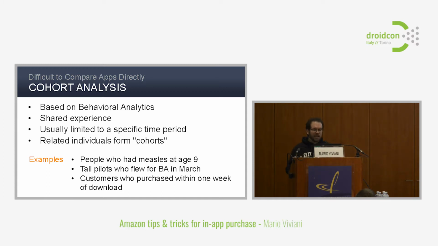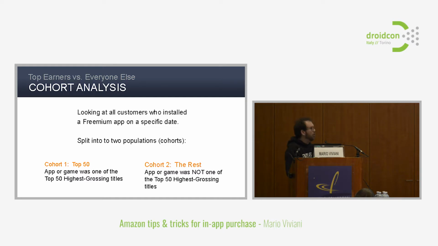We look at all the customers who installed a freemium application on a specific date, and then we split the population into 2 groups. The first one is if the app is in the top grossing applications, in the top 50, and the second is if it's not in the top 50, what we call the rest of the market. And we analyze customer behavior on these 2 groups and try to understand what the trends are. What is the top 50 doing that the rest of us developers are not doing?